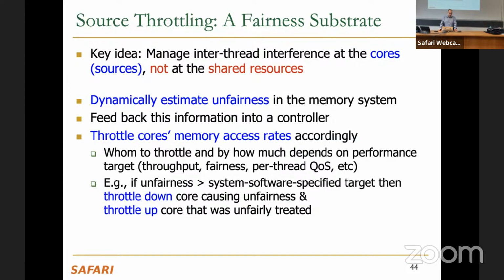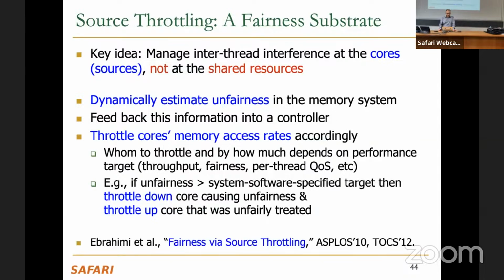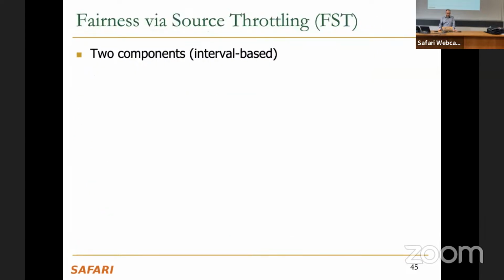So if unfairness is greater than the system software specified target, so there should be some threshold here, we throttle down the core causing unfairness, and throttle up the core that was unfairly treated, essentially. You can, of course, check this paper to learn more about it.